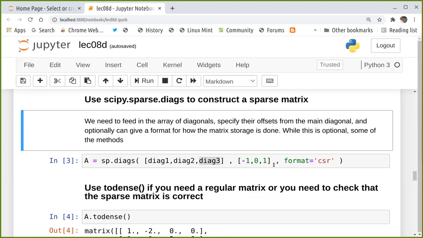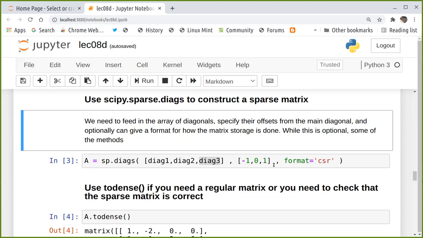Okay, now there's an optional input, which is called the format. There are different ways of how you store this, and there are different formats for storing these matrices. If you leave it out, it has some default as to how it will store it.